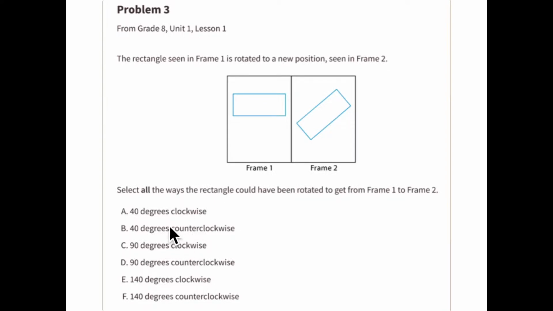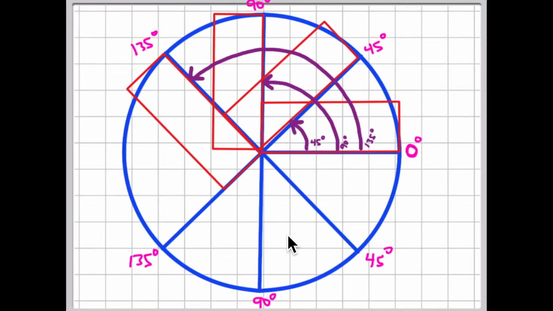And the number of degrees that you're given are 40 degrees clockwise, 40 degrees counterclockwise, 90 degrees clockwise, 90 degrees counterclockwise, 140 degrees clockwise, and 140 degrees counterclockwise. Now I changed the number of degrees from 40 to 45 because it's easier for me to draw 45 degrees than it is 40 degrees.